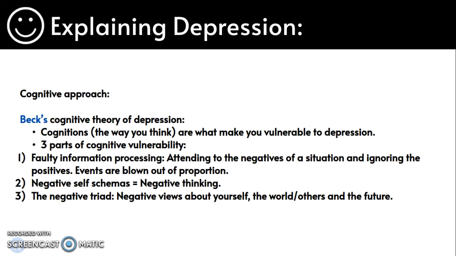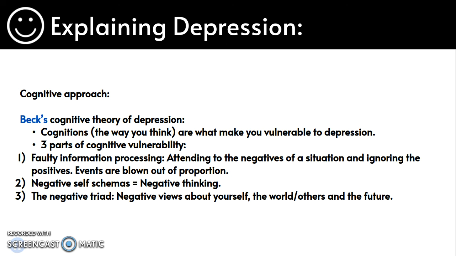Explaining depression. One of the explanations of depression comes from the cognitive approach. That's Beck's cognitive theory of depression. So cognitions, which is the way you think, are what make you vulnerable to depression. There are 3 parts of cognitive vulnerability. The first one being faulty information processing. So you attend to the negative situation and ignore all the positives, so you blow events out of proportion.